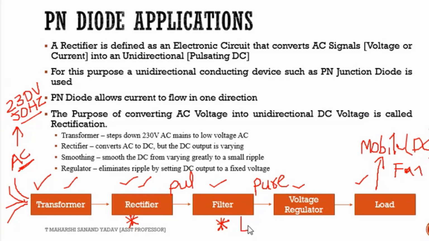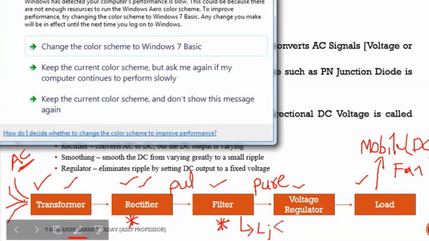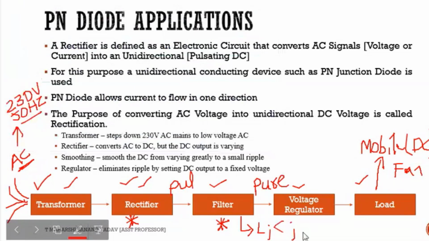Again, there are types of filters, like L filter, C filter, LC filter, CLC filter. What is L? L means inductor, and C stands for capacitor. LC is a combination of L and C, and CLC is the capacitor, inductor, capacitor filter. In your syllabus you have only L and C, but after discussing this, I will give an overview of LC and CLC also for better understanding.